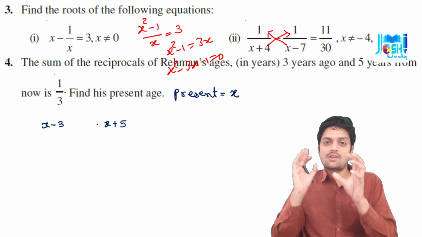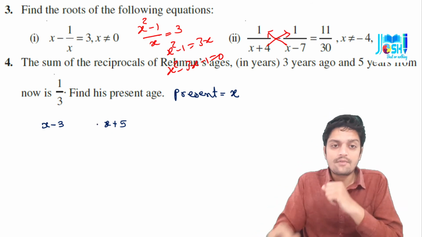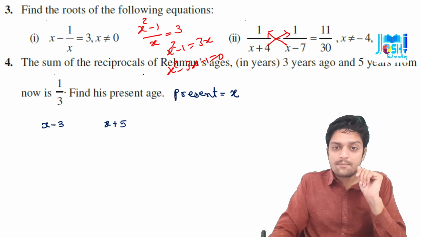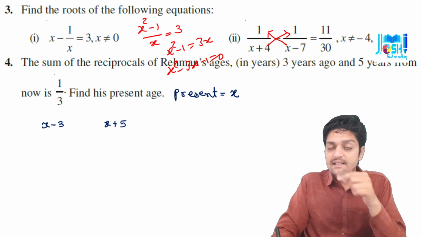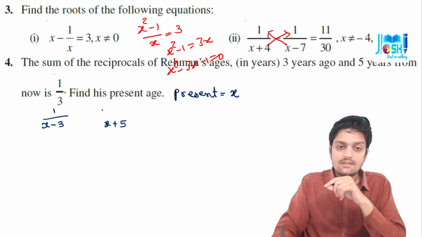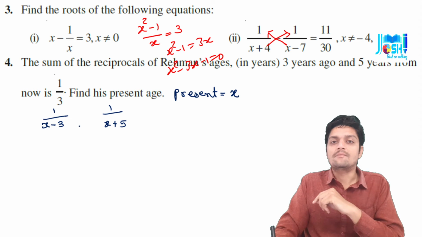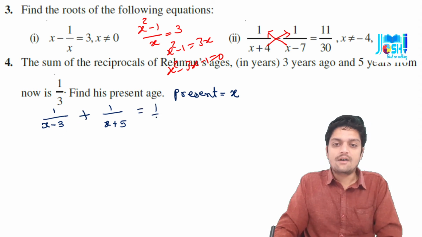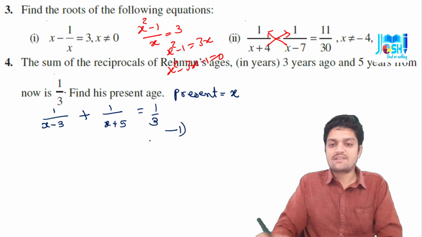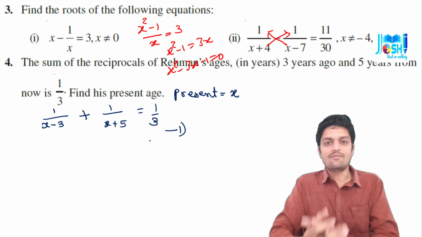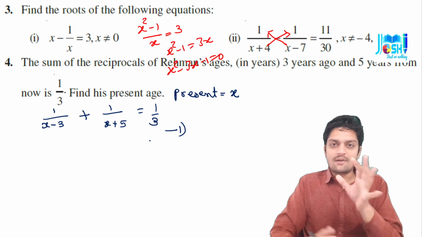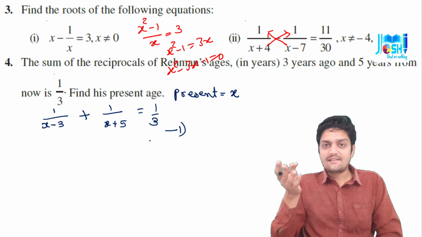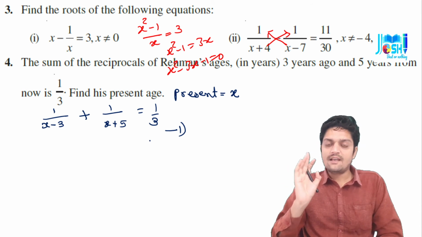Now see, this is still not the equation we have to form. Sum of reciprocals of Rahman's age means 1 upon x minus 3 will come, 1 upon x plus 5 will come, and their sum is 1 by 3, and this is the equation which we want. So 1 upon x minus 3 plus 1 upon x plus 5 is equal to 1 by 3. Now you can get the value of x.